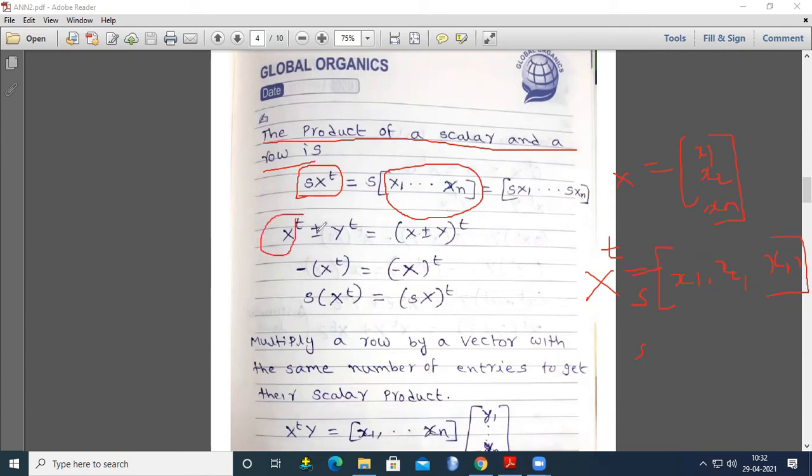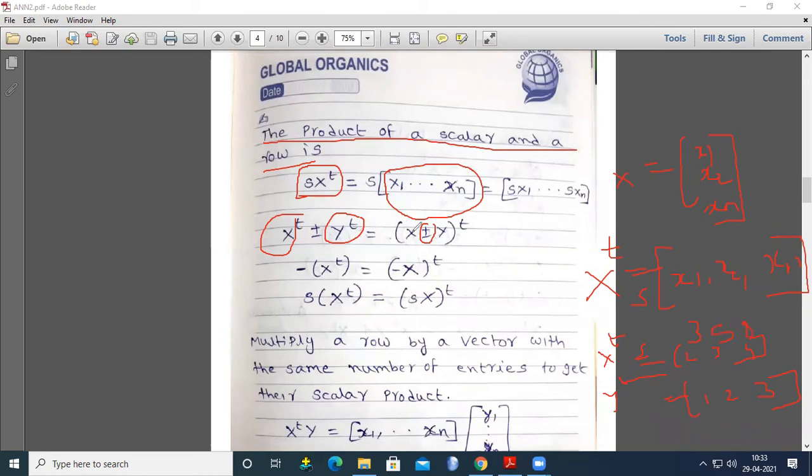So xt plus or minus yt, these two are vectors, equals x plus y. That means you perform addition or subtraction. Take one example. For example, xt equals 2 3 4, and yt equals, for example, 1 2 3. Now if you perform xt plus yt, we get 3 5 8.